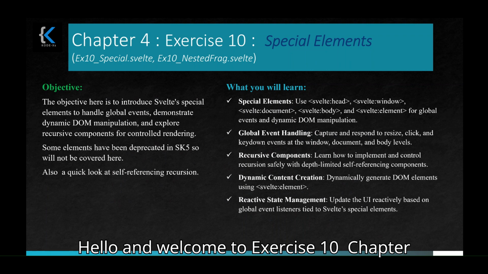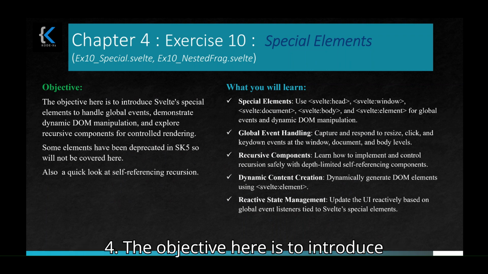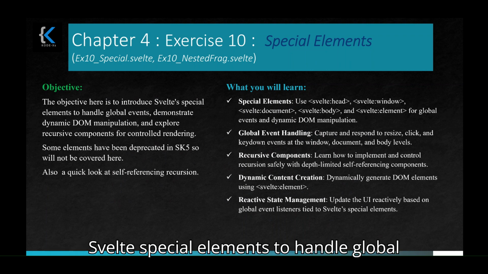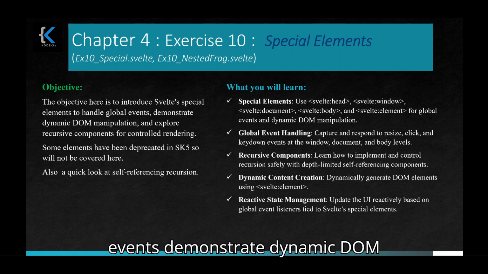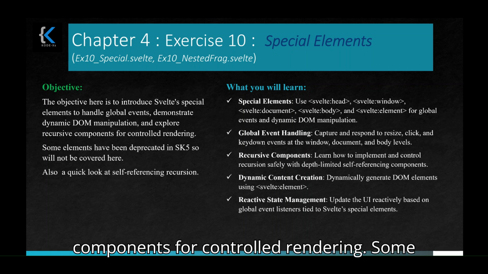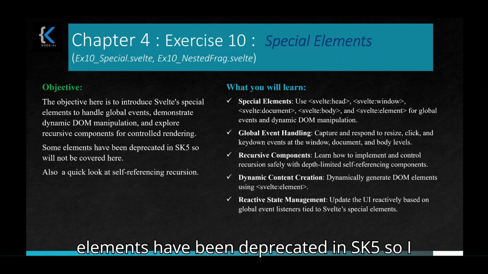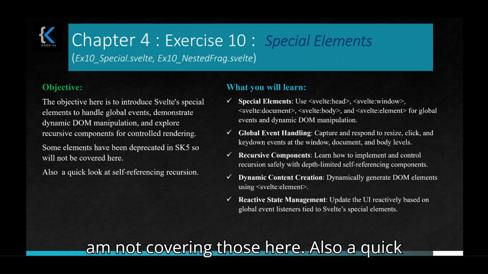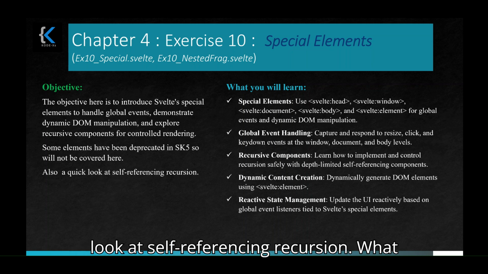Hello and welcome to Exercise 10, Chapter 4. The objective here is to introduce Svelte special elements to handle global events, demonstrate dynamic DOM manipulation, and explore recursive components for controlled rendering. Some elements have been deprecated in SK5, so I am not covering those here. Also, a quick look at self-referencing recursion.